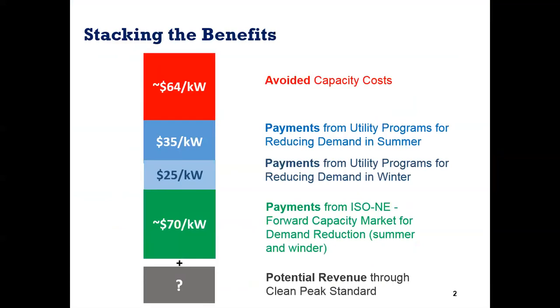But then you can evolve as you get more confident to engage in the utility programs, which we're going to hear about, which will offer you payments for reducing demand in both the summer and the winter. And then there's also a program from ISO New England that you can also get another type of payment for reducing demand in the summer and the winter. And so there's potentially nearly $200 per kilowatt, we'll get into that, value out there if you participate in all of the different programs that are available.